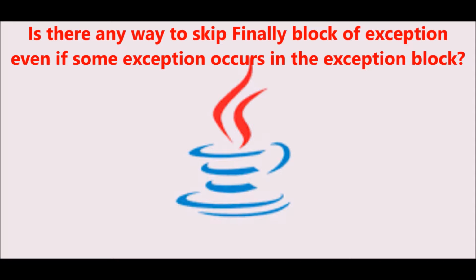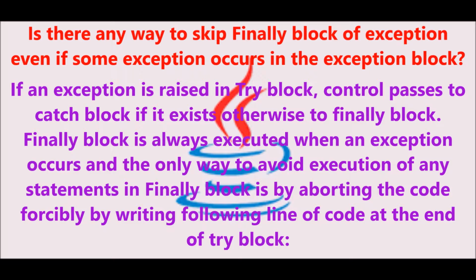Is there any way to skip the finally block of an exception, even if some exception occurs in the exception block? If an exception is raised in the try block, control passes to the catch block if it exists, otherwise to the finally block. The finally block is always executed when an exception occurs, and the only way to avoid execution of any statements in the finally block is by aborting the code forcibly by writing the following line of code at the end of the try block.